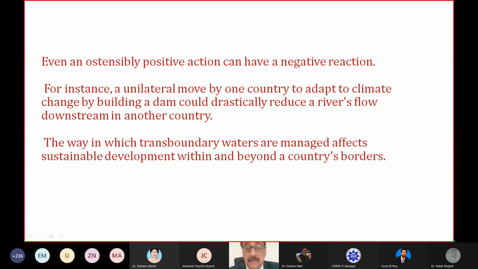This will not consider the requirements of the downstream lower riparian demands by upper regions, and which can lead to serious conflicts leading towards war. The way transboundary waters are managed affects sustainable development within and beyond country borders. So we must understand that country borders are to be respected. So how we can respect the country borders' use has to be defined with clarity.